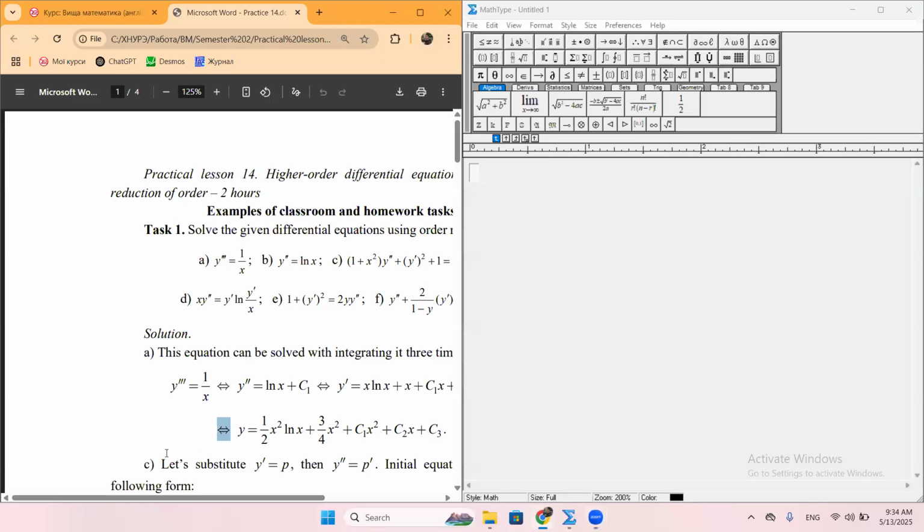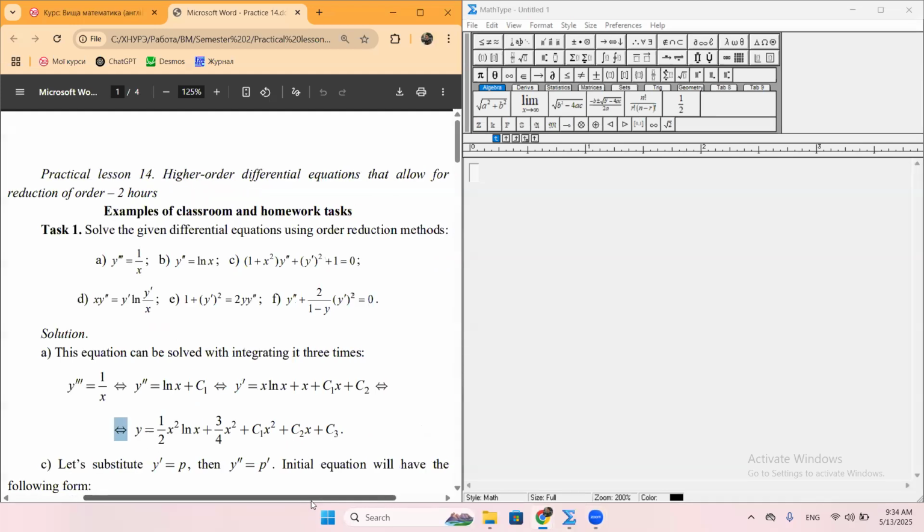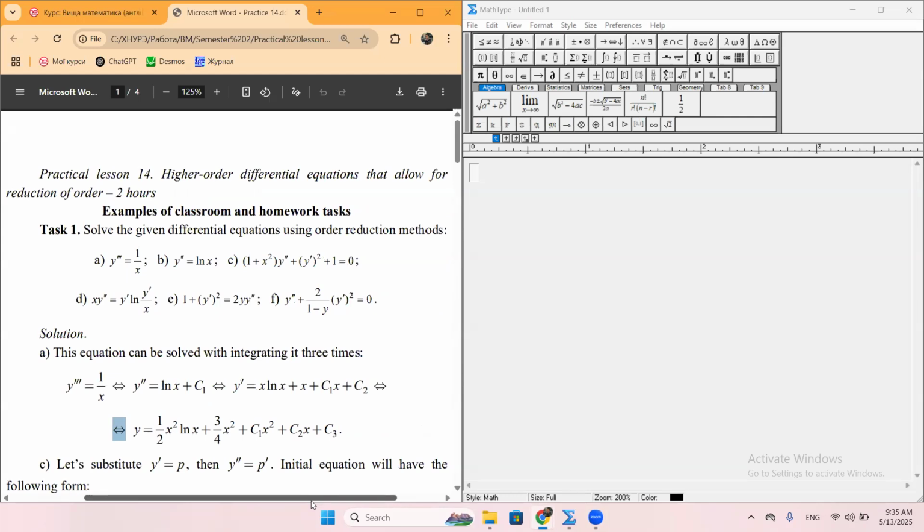Good morning, dear students. Today we are having the 14th practical lesson of advanced calculus, and this lesson is about differential equations of higher order that allow for reduction of order. And first of all, let's start with solving the first task.